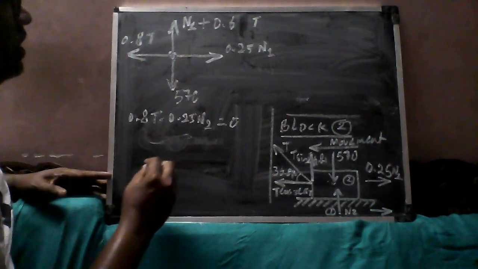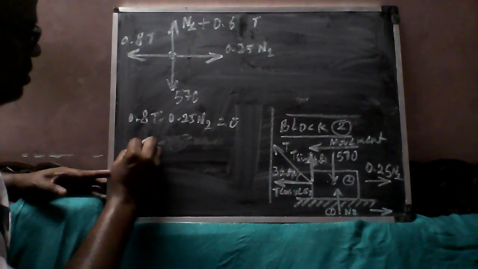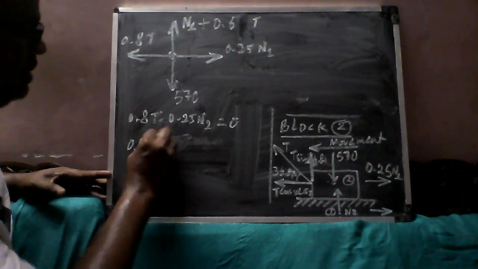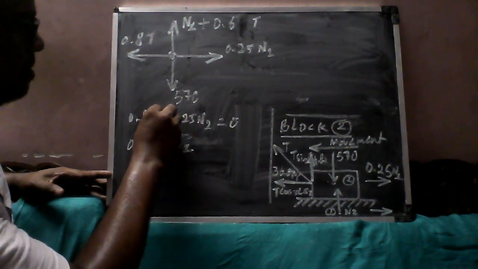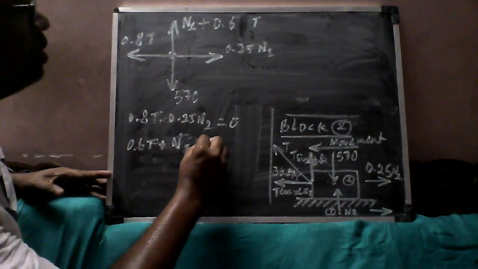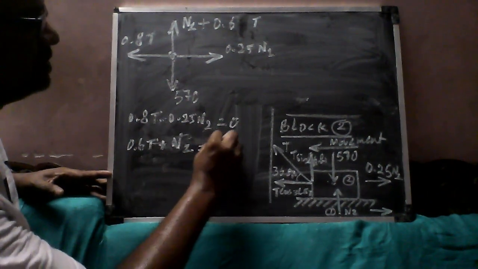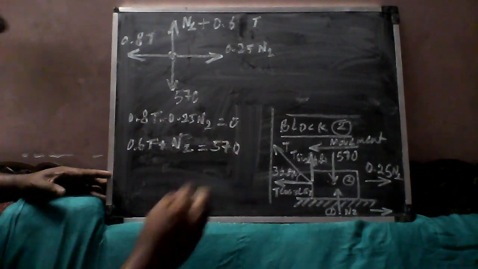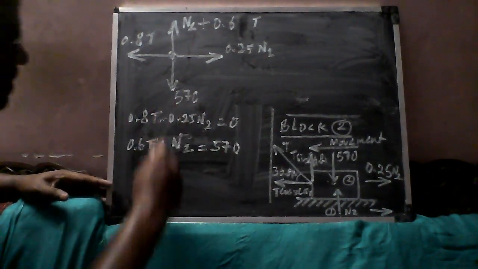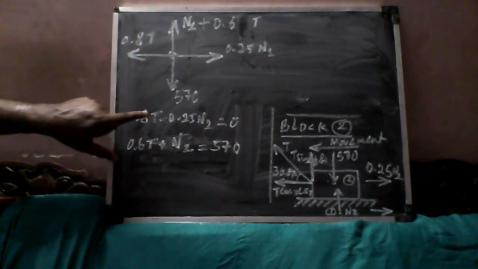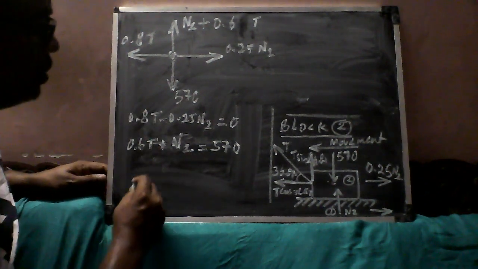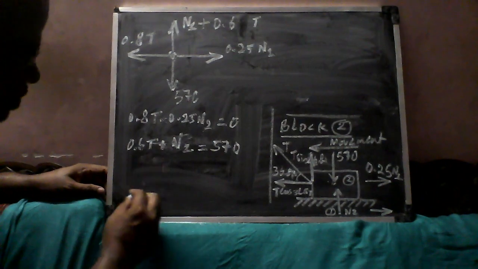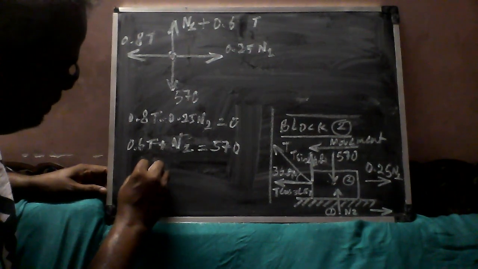The other equation: 0.6 T plus N2 is equal to 570. I can write another equation. By solving these two equations, how many unknowns do you have? This is T and N2. We have two unknowns, two equations. By solving this, I can find out T.